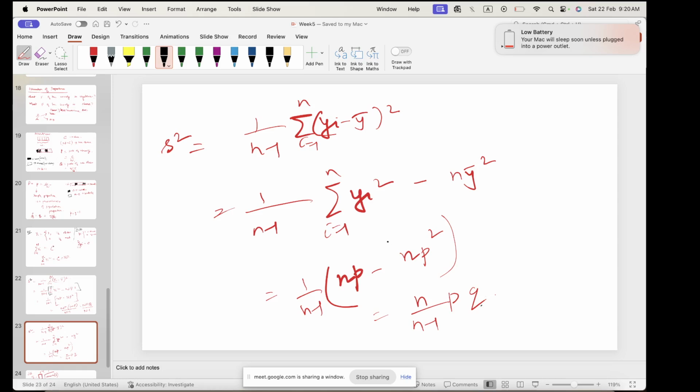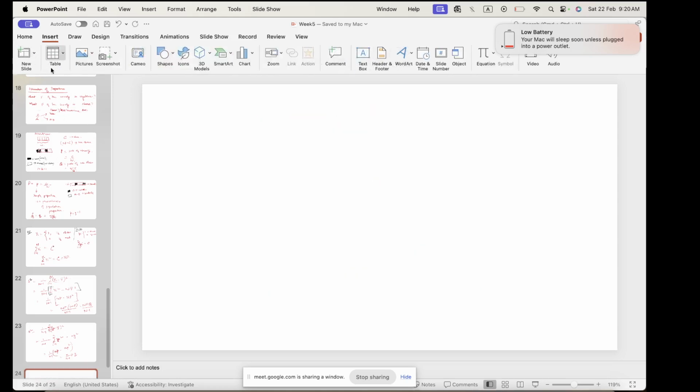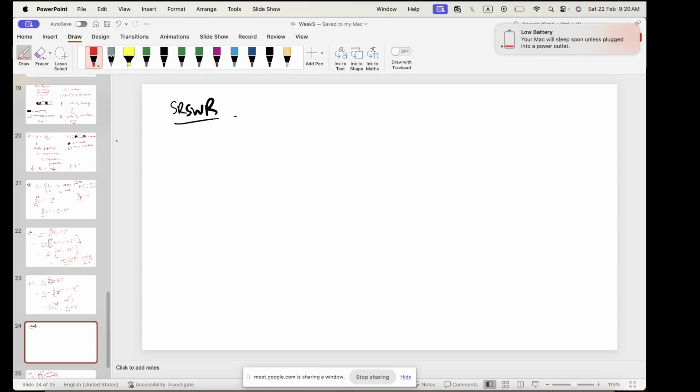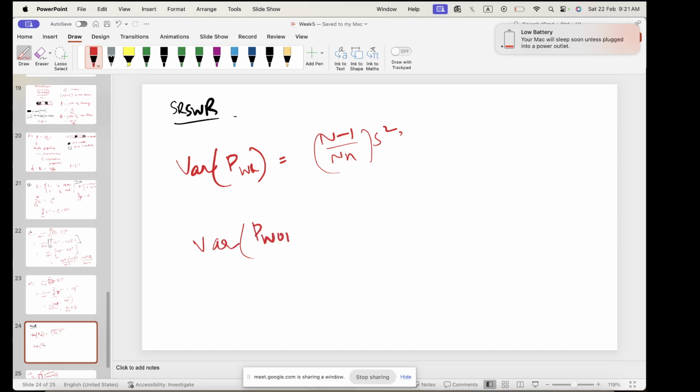Now based on the sampling technique, if it is with replacement or without replacement, if it is SRSWR, we would have the variance of y bar, which is actually P, for WR would be n minus 1 by n s square, and variance of P for WOR would be N minus n by N capital S square.